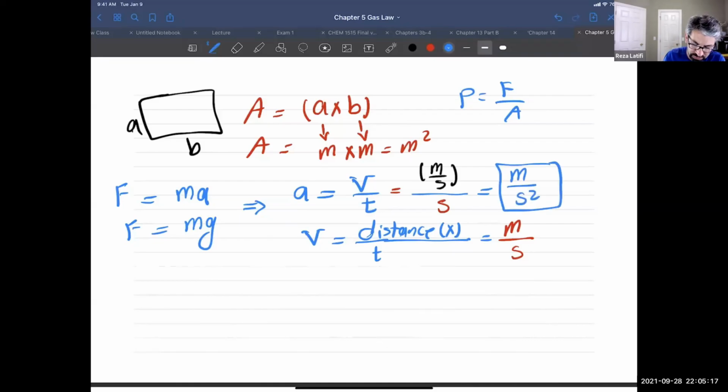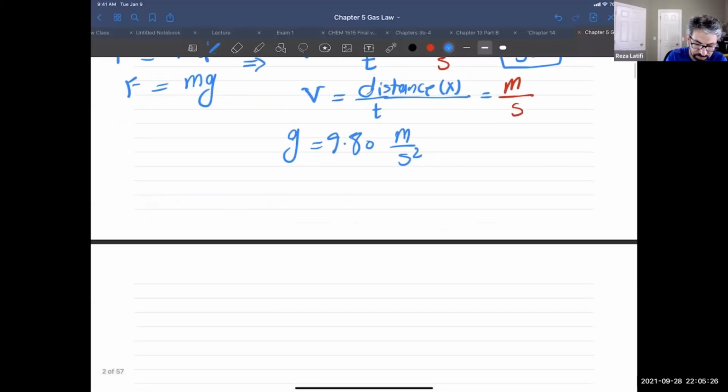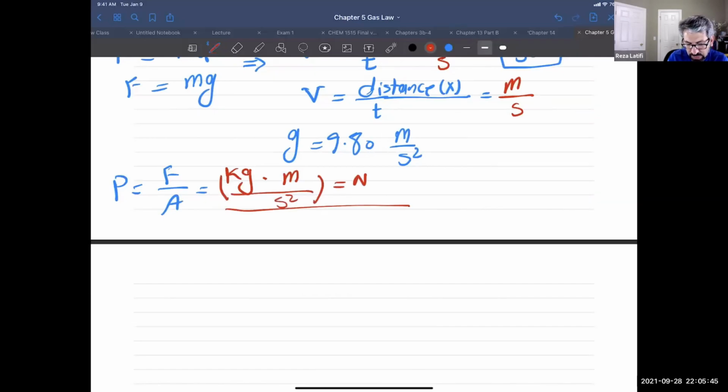And for g, again, g is the gravity acceleration, 9.80 meter over square of second. And we said pressure is equal to force over area. So you go kilogram for mass multiplied by m divided by s2. That's in Newton, and all this is divided by area, which is going to be m2. So we get Newton over m2 for the unit of the pressure.